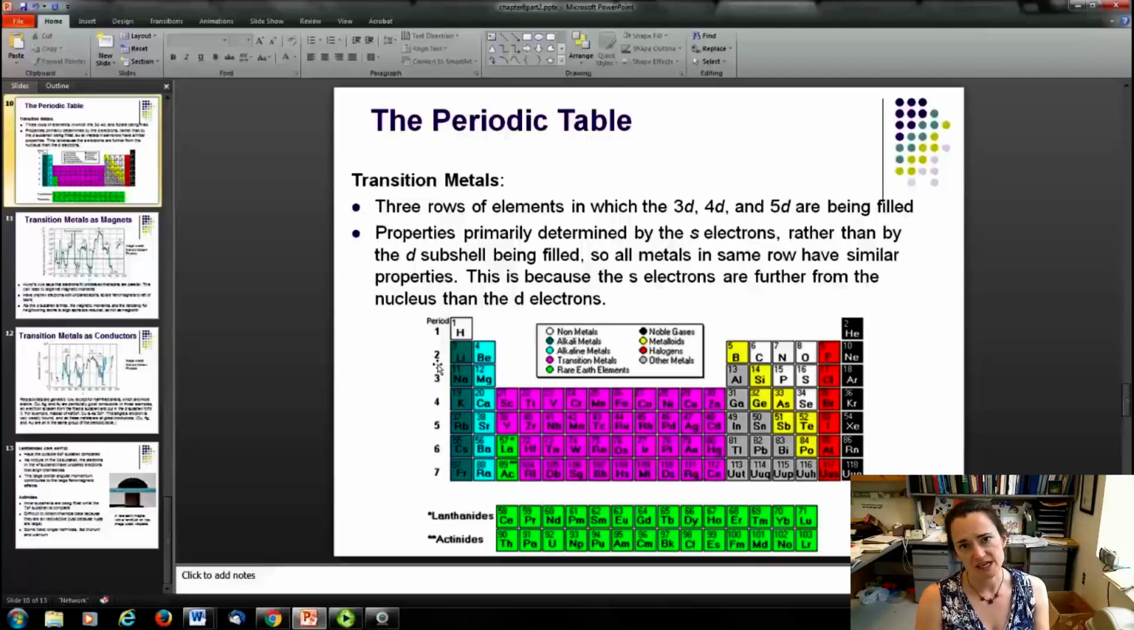The properties of these things are primarily determined by the s electrons that are to their left on the table. That's because the s electrons have a larger orbit, so they're outside the d subshells that are getting filled up. So it's kind of an interesting dynamic. Because the s electrons are on the outside, those are really the valence electrons, and so they dictate a lot of the properties. That makes the transition metals all kind of the same as you fill in the d orbital, because the s electrons are really controlling things and they're further away from the nucleus.